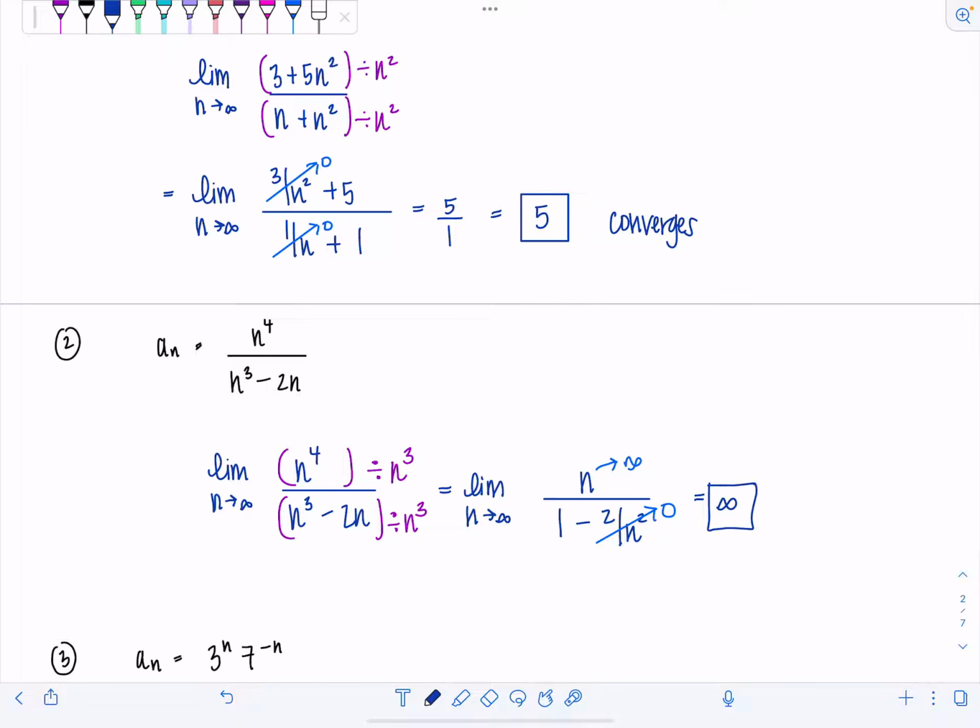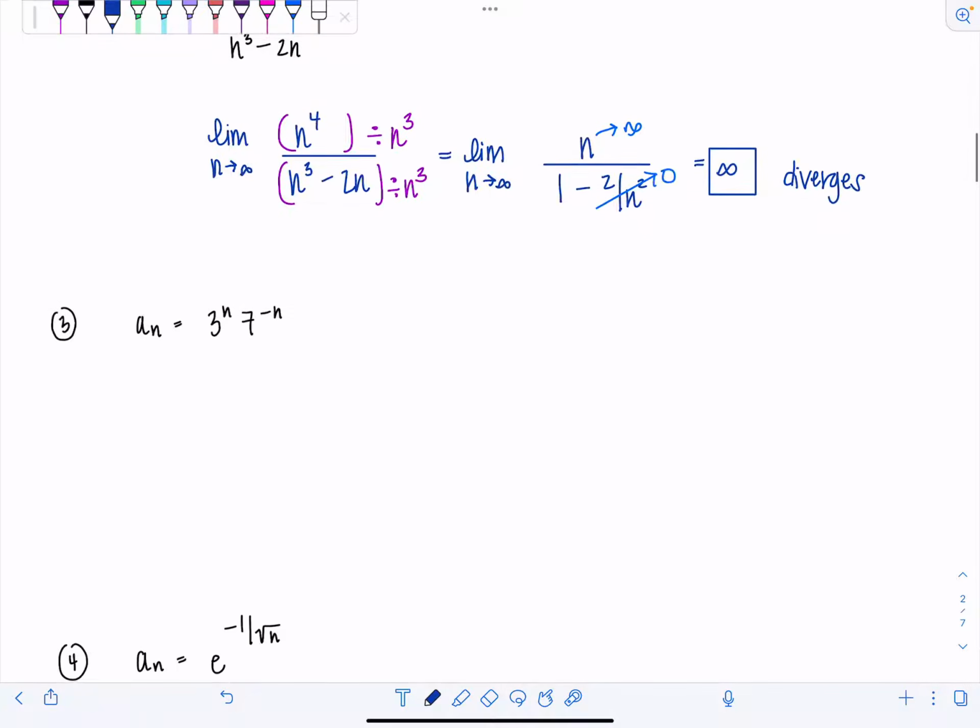Well, that's a limit, but it's not L because L is only defined to be a finite number, okay? So this sequence diverges and we leave it alone. Okay, look, we're surviving, we're thriving. Let's move on to example 3.